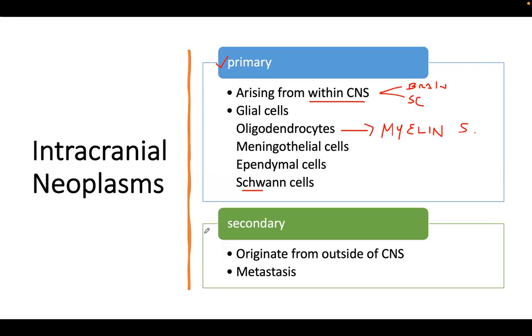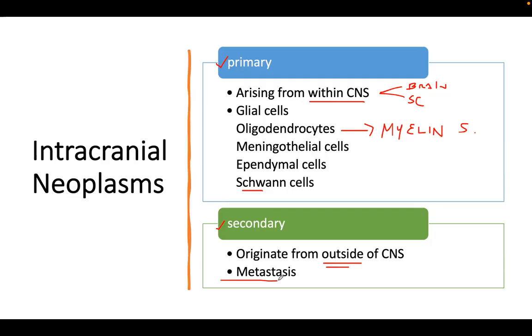Now, for the secondary intracranial neoplasms, these are the neoplasms that do not arise within the central nervous system. They originate from outside. In most cases, that is going to be metastasis. So it comes from a primary cancer or a primary neoplasm that arises from a different organ, and it metastasizes or spreads to the brain.